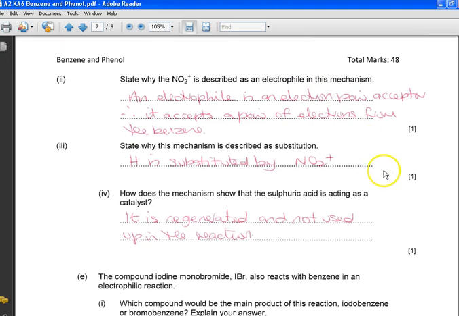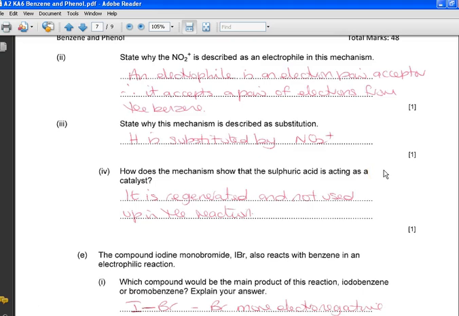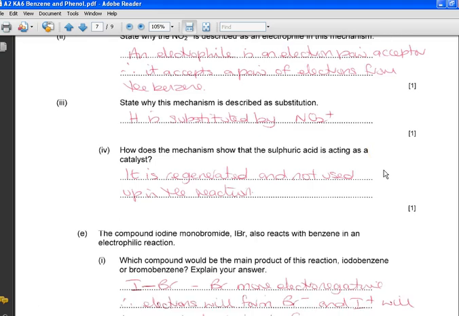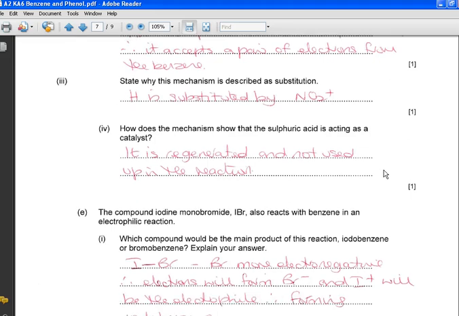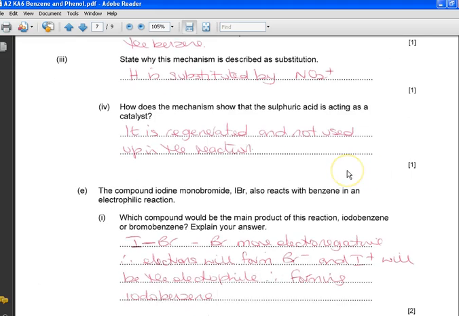Why is it substitution? Pretty straightforward here. We're substituting hydrogen by NO2 plus or NO2. And then how do we know that sulfuric acid is acting as a catalyst? It's because it's not in the equation and it is regenerated.